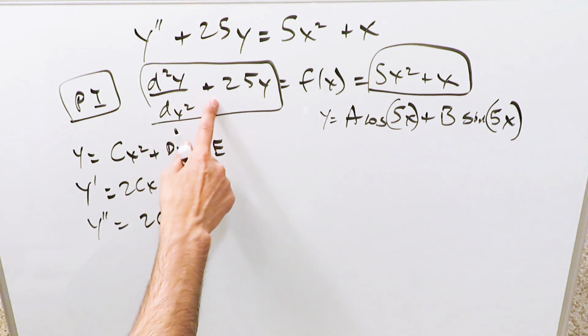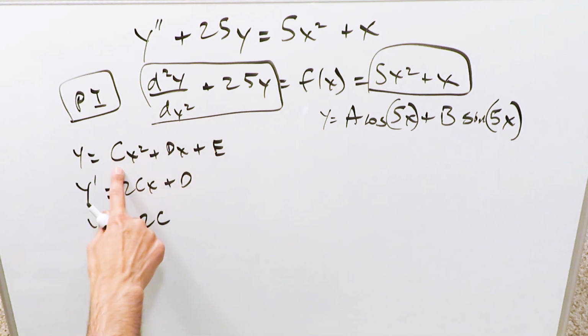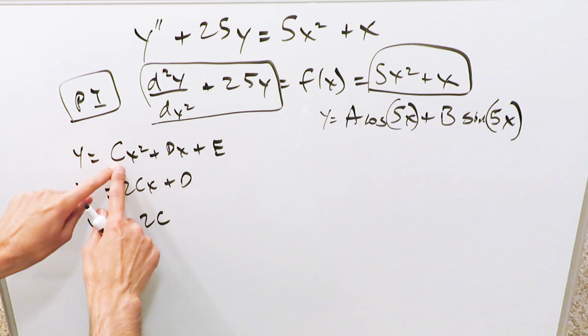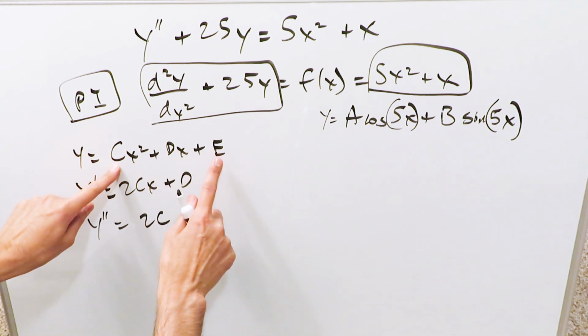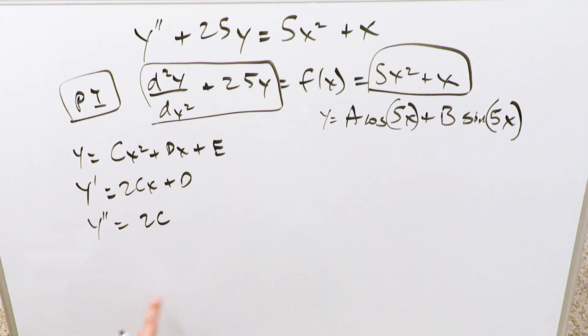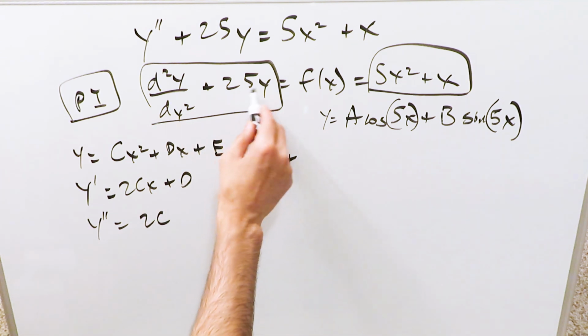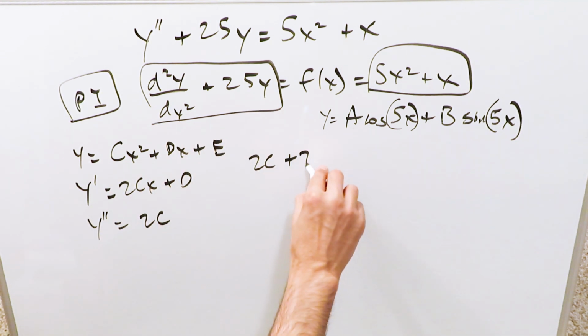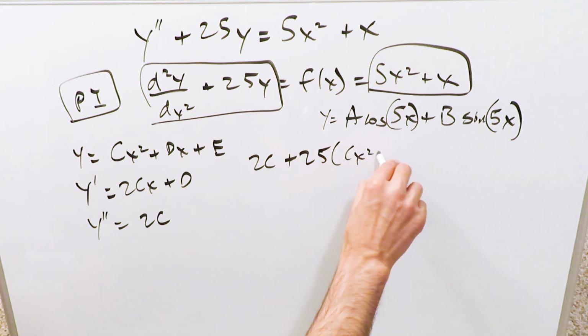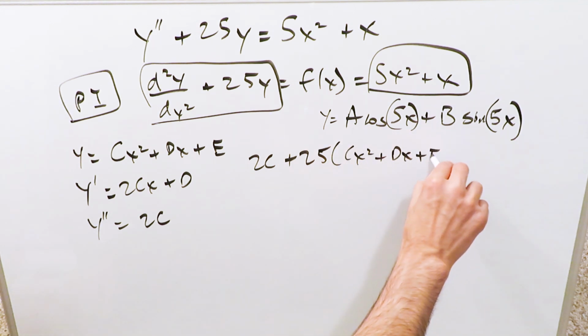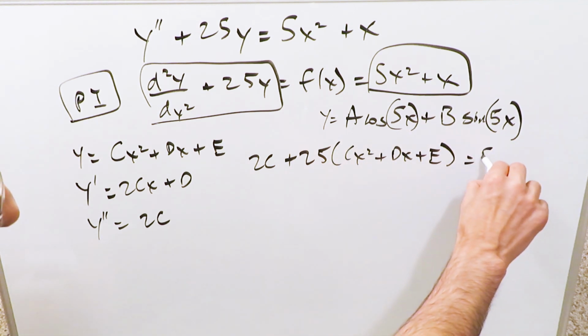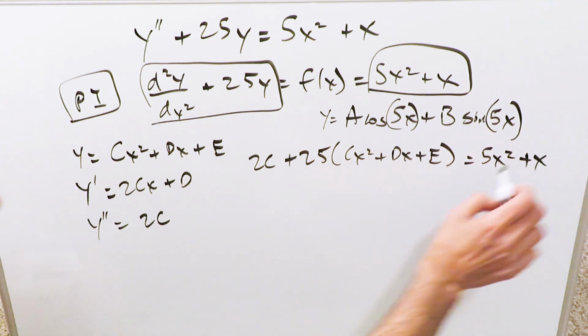Even though you're not seeing a first order derivative here, you're still solving for c, d, and e. You're still looking for your quadratic, your linear, and your constant items. And let's do it. My second order derivative here is 2c plus 25y, which is this: 25 times cx squared plus dx plus e is equal to 5x squared plus x. Open this up.